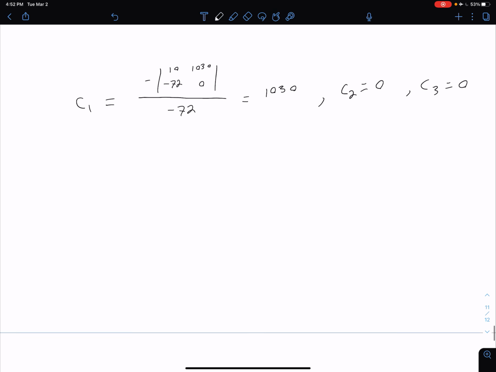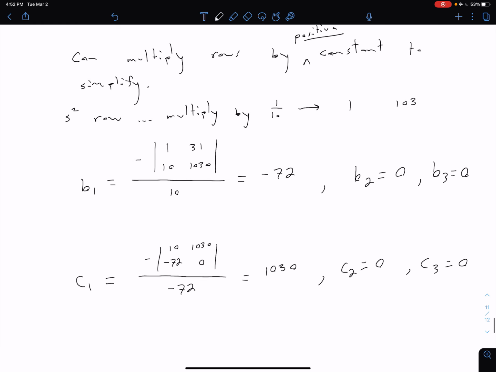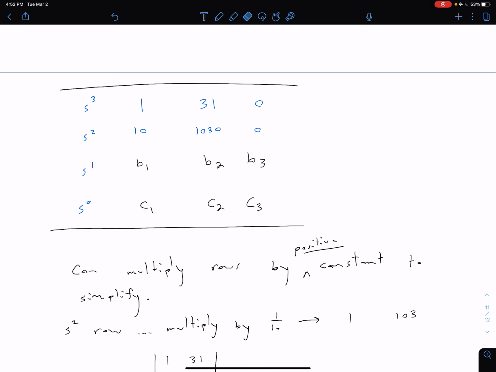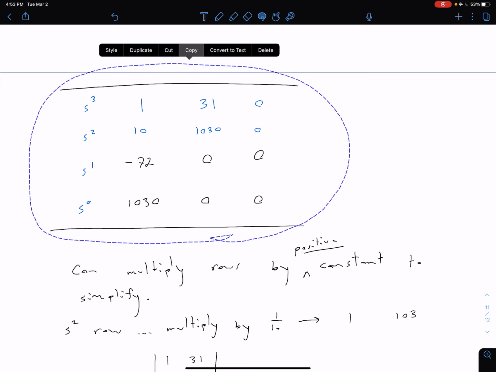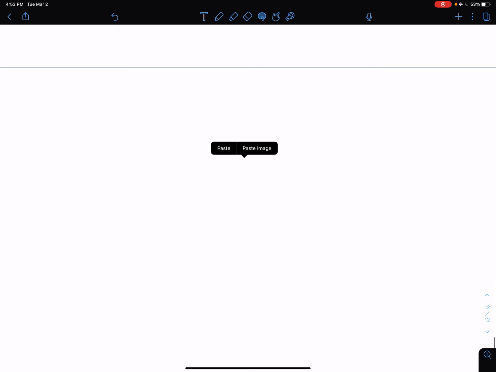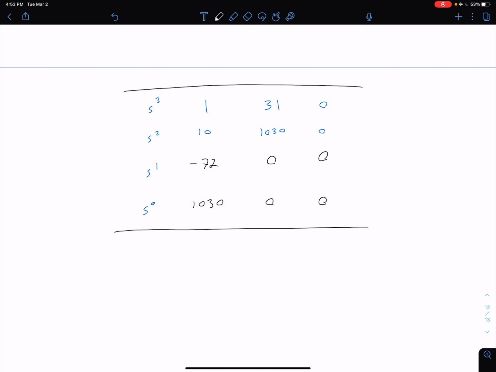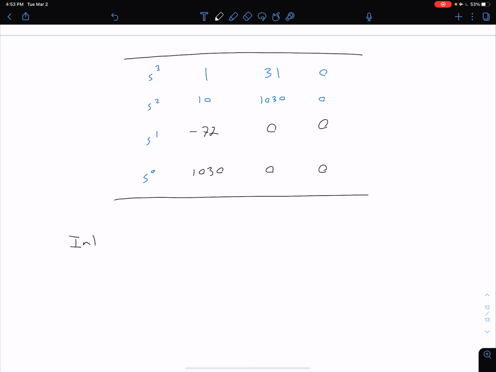Okay, so now we have a completed Routh table. So let me just come back up here and erase these terms here and just repopulate it with what we found. So that's going to be easier than redrawing the whole thing, I think. So our Routh table is going to be negative 72, 0, 0, and 1030, 0, 0. Okay, so this is our Routh table. So now what we want to talk about is how do we interpret this Routh table.